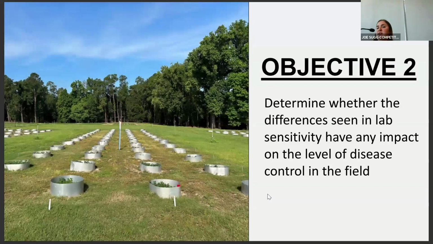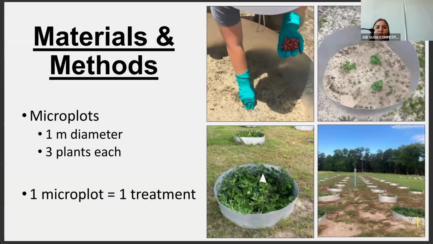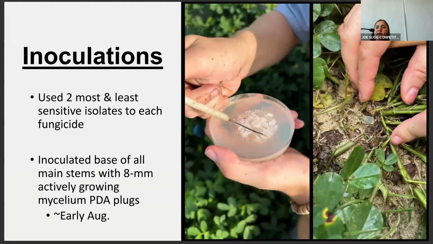So to make my research that I just did a little bit more practical for a grower, my second objective was to try to figure out if those differences that I just showed you in the lab affect disease control in the field. So basically, do my least sensitive isolates cause more disease than my most? So for this, I used the microplots at Tifton, Georgia. There are 1 meter diameter rings in the ground, each containing 3 peanuts, and they're all treated the same way in one plot. I inoculated the base of the main stems using one of my 2 most or 2 least sensitive isolates, and I did so around early August or late July.